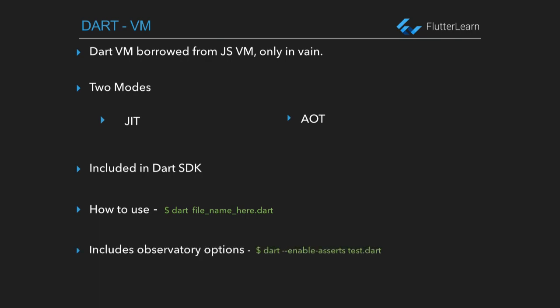It also includes observatory options like enable asserts, which is an assert statement that checks a Boolean condition and raises an exception if the condition is false. It can be used as $dart enable asserts test.dart. An important point to note in Dart VM is that it cannot be used for mobile applications or web applications.